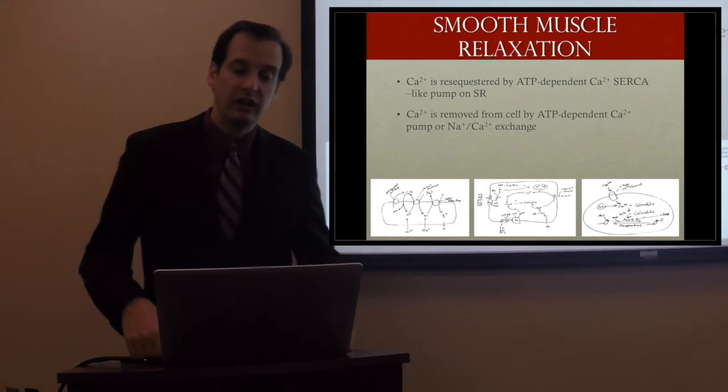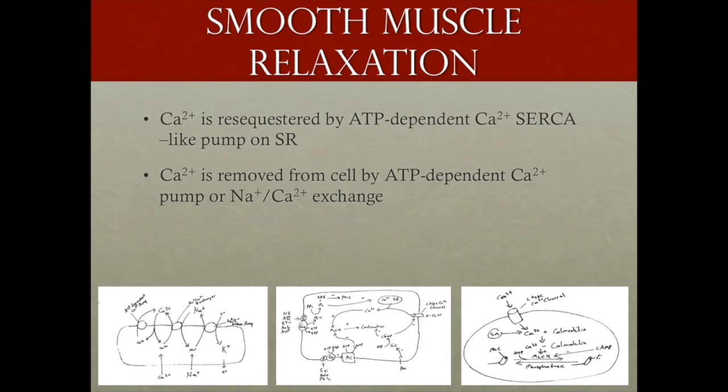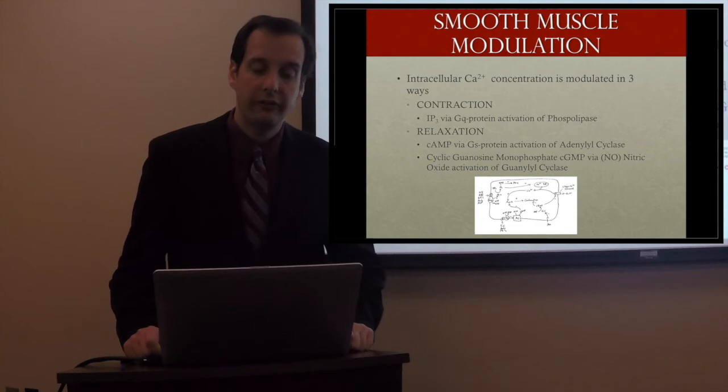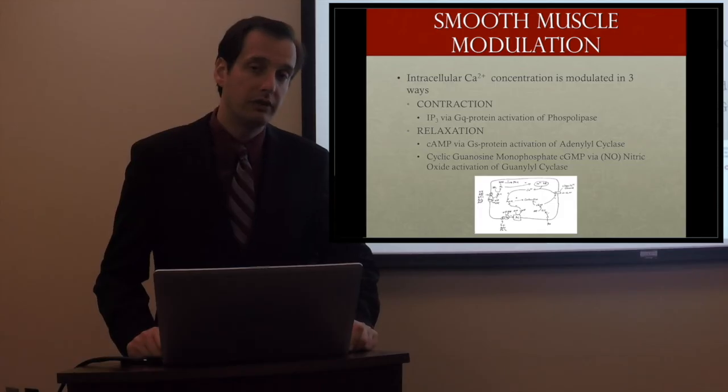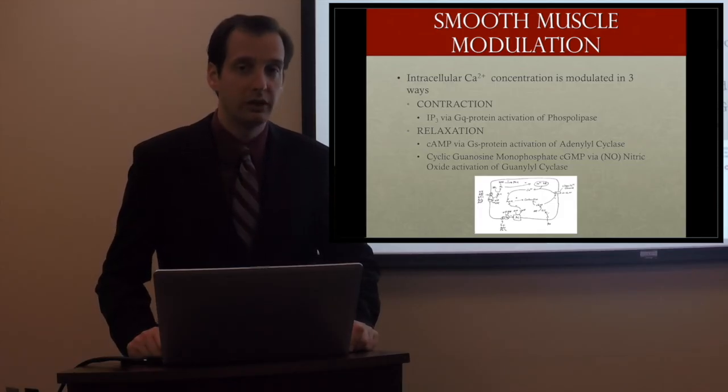Smooth muscle relaxation: calcium is resequestered by ATP-dependent calcium pumps on the sarcoplasmic reticulum, and calcium is removed from the cell by ATP-dependent calcium pumps or sodium-calcium exchangers. So the question is, how do we affect these mechanisms to bring about smooth muscle contraction or relaxation? And there are three basic pathways which can modulate smooth muscle activity.